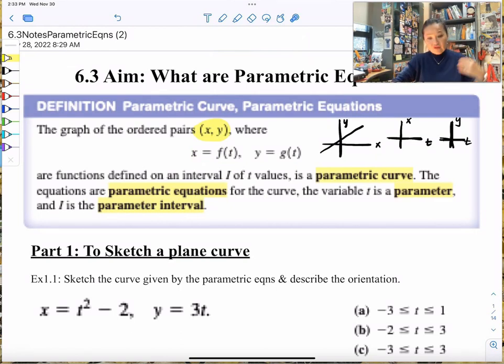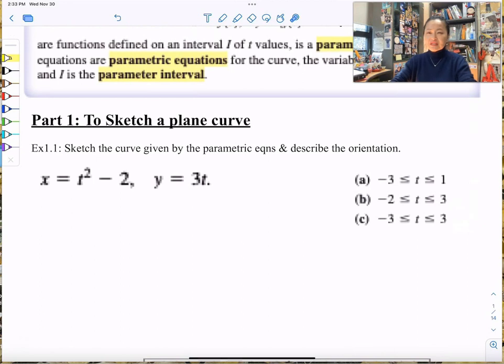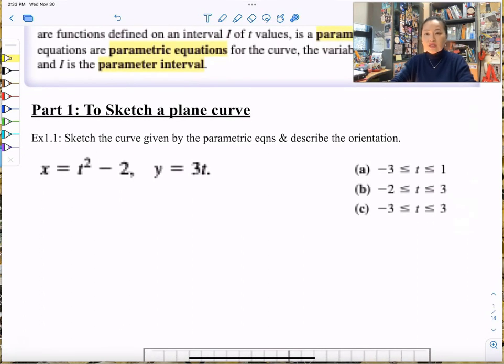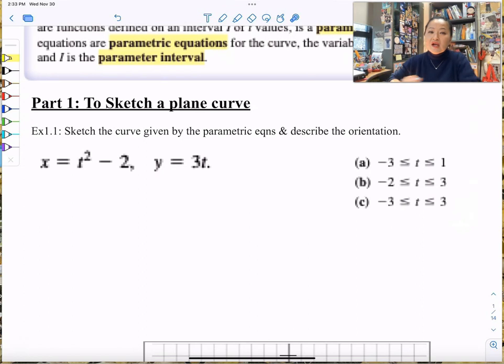All right, first let's talk about sketches. You're going to find this pretty fascinating. It's a little different than what you're used to sketching. Is my face in the way of the definition? Sorry about that. Just make sure you're looking at your own notes too. To sketch a plane curve is part 1. Example 1.1: sketch the curve given by the parametric equations and describe the orientation. Orientation, what is that?